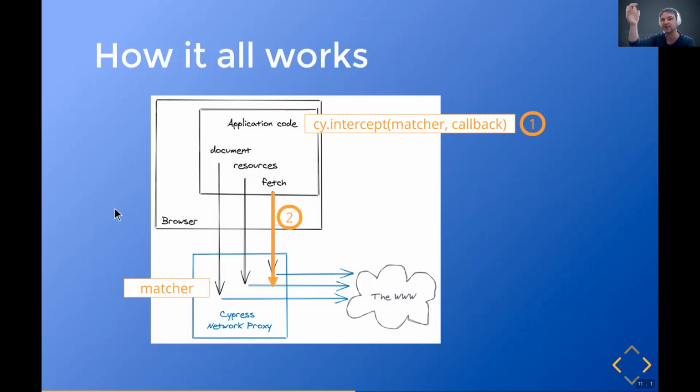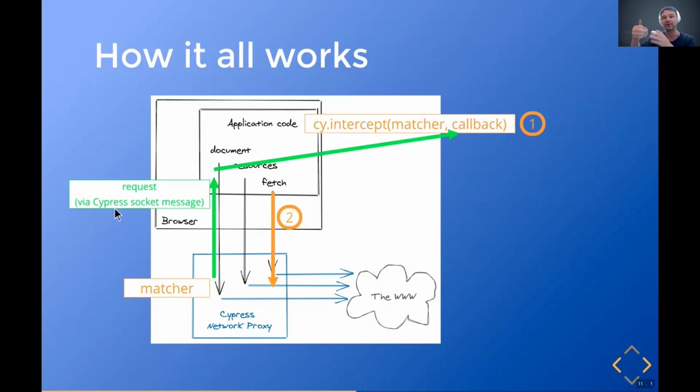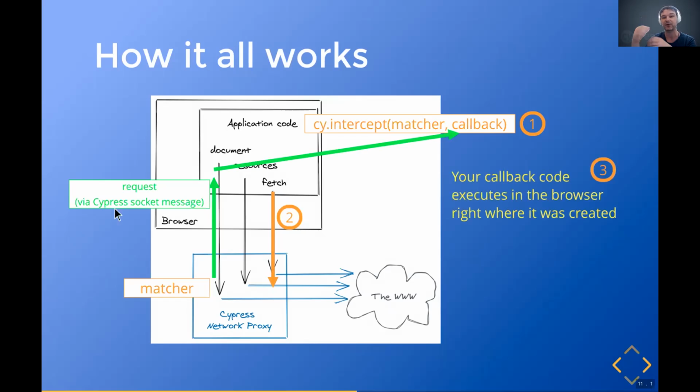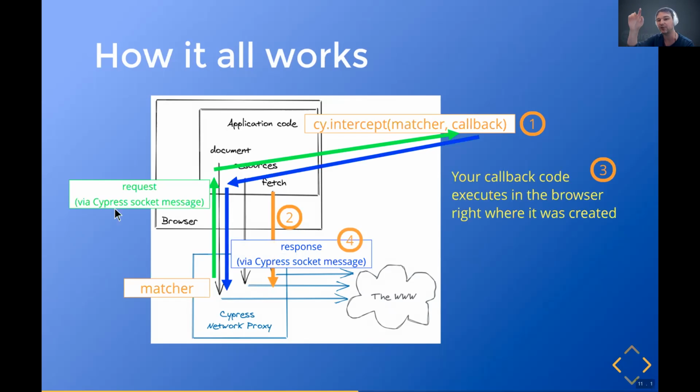Then the application is doing a fetch or something else. We hit that and we send back that request using the socket message mechanism that we have behind the scenes. So it gets sent back to the callback. And thus, we call that callback in your browser, right there. You can use your local variables, everything. It actually executes how you expect it to execute. We don't send the handler to the proxy. We just keep it there, and then we call it when we send the request. And then you can modify and send the response.